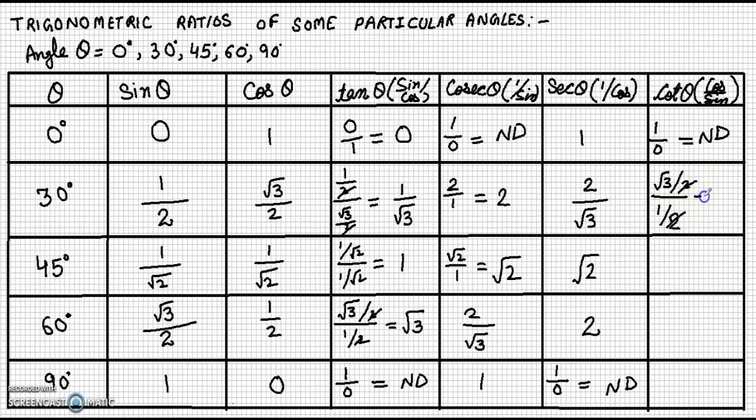Then for cot 45 degrees, 1 by root 2 by 1 by root 2, we get 1 as the answer. And for cot 60 degrees, 1 by 2 upon root 3 by 2, 2 gets cancelled with 2 and we get 1 upon root 3. For cot 90 degrees, 0 upon 1 will be 0.